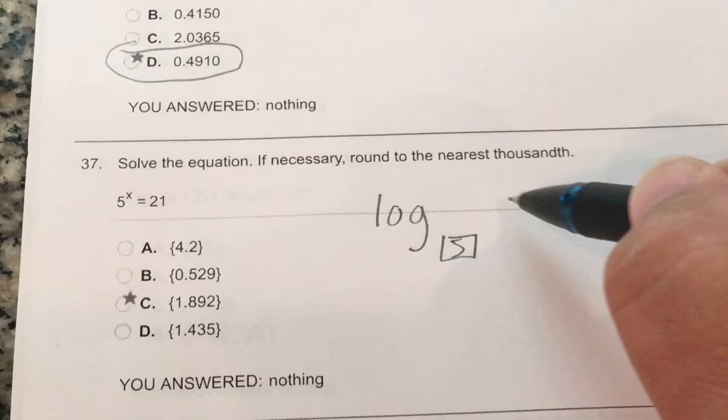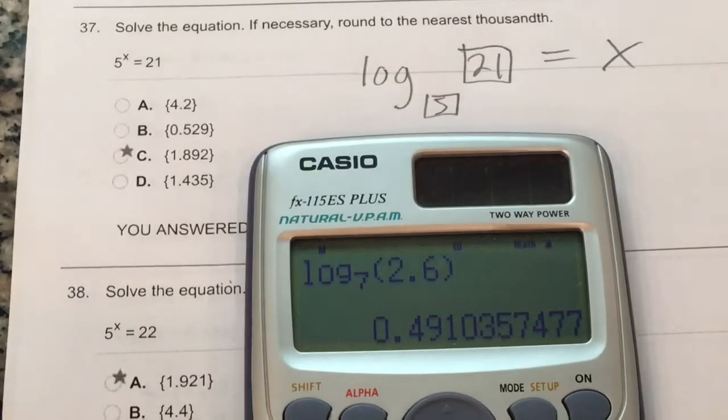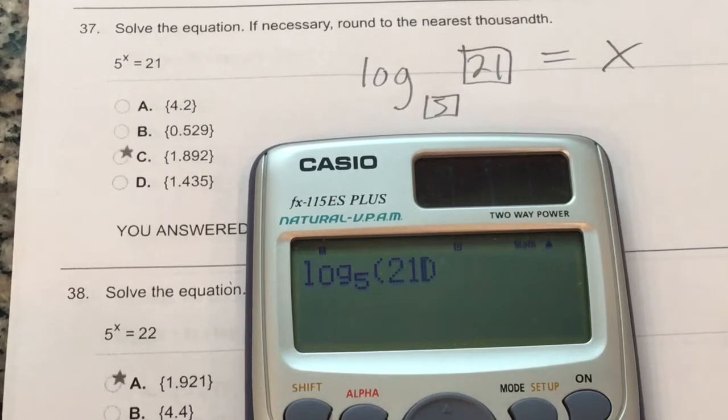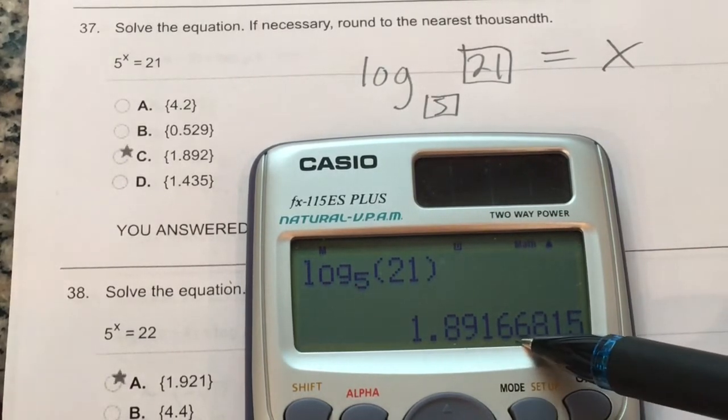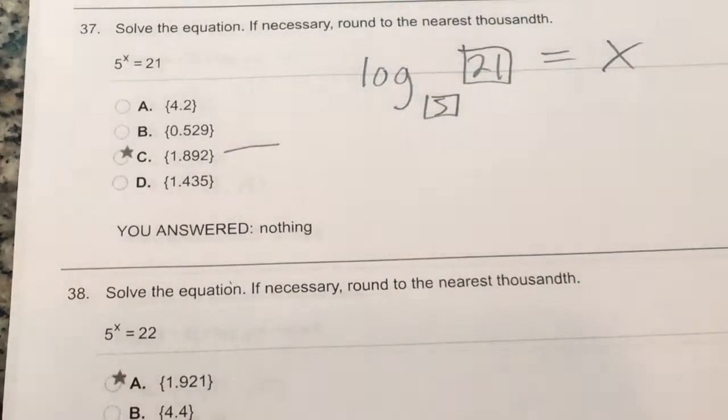Solve the equation. So this is going to be a log base button. The base is 5, the argument is 21, and the answer is going to be x. So log base 5 of 21. 1.8916. They want me to round it to the nearest thousandth. That's 3, so that's going to be a 2 there. 892. So it's choice C.